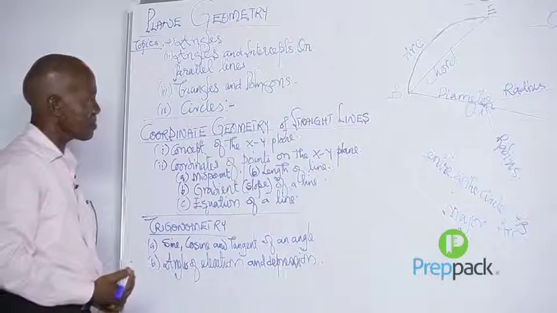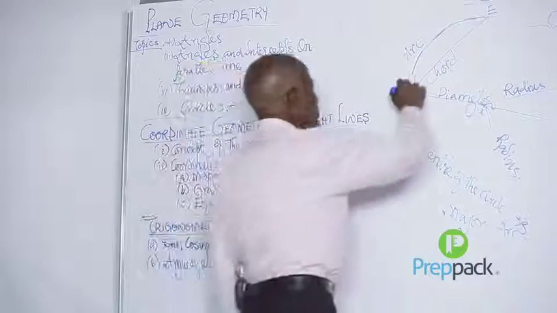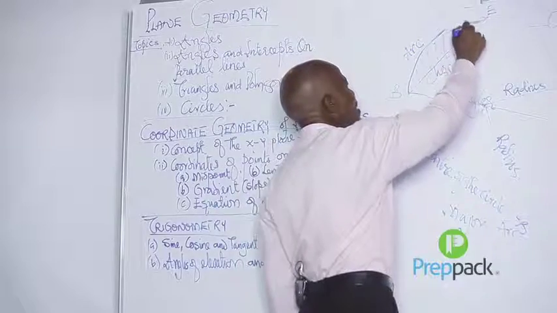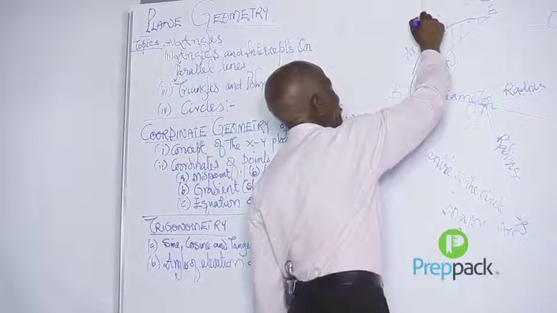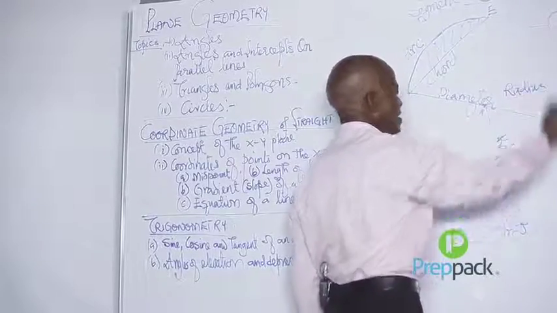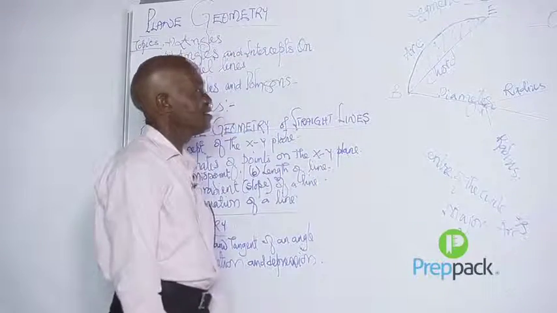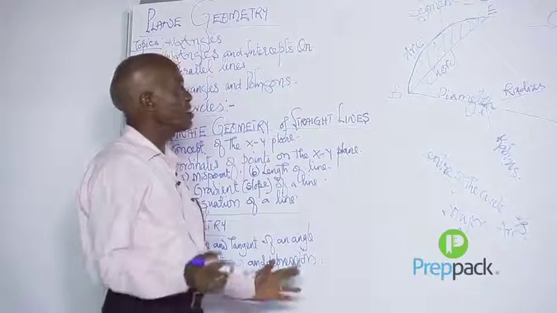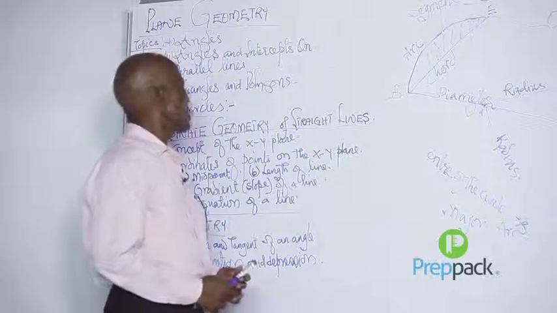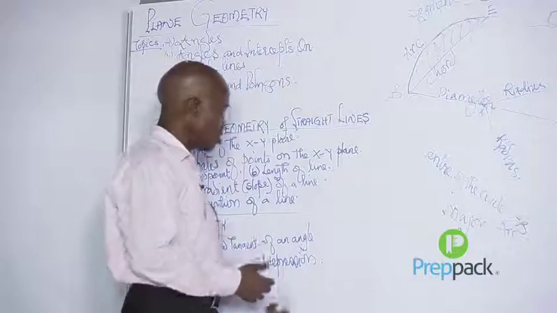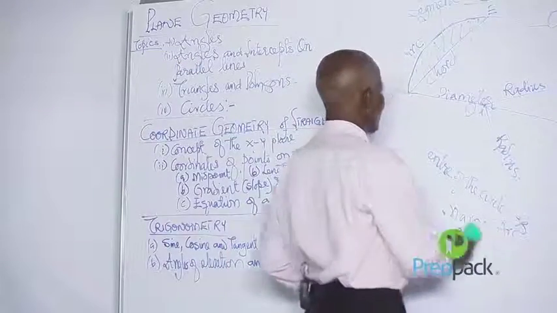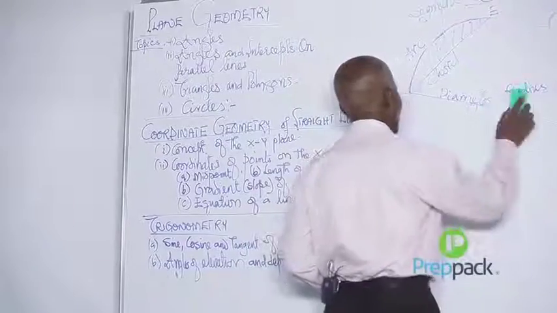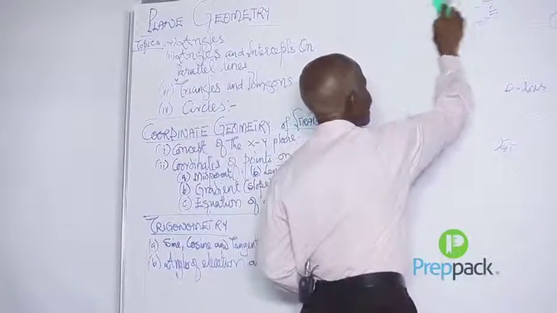Then we have these also, which we refer to as a segment. This is the minor segment. And the whole of this is known as the major segment. Now, I hope this is very clear. So we now look into some of the theorems regarding or hinging on the circle.